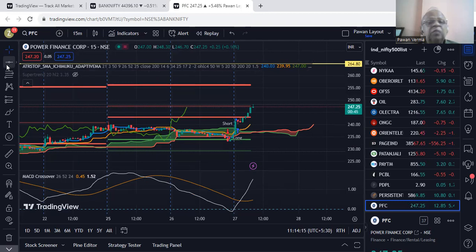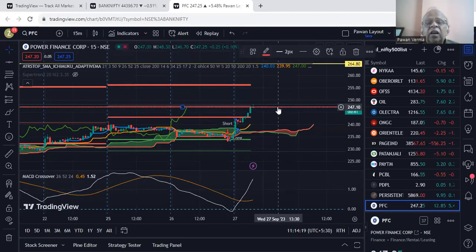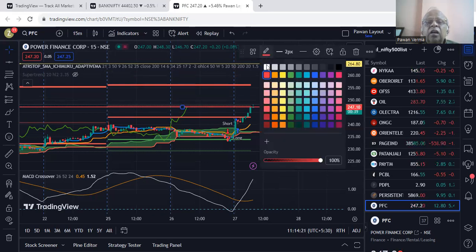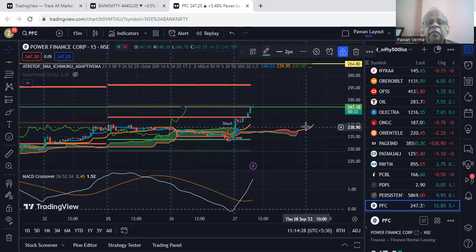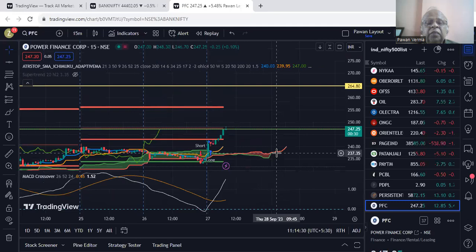And just summarizing the thing. This is the trigger price. How do we fix the trigger price? I have elaborated in the first analysis. This is the trigger price in the case of PFC.